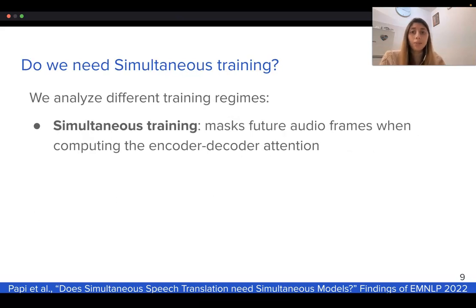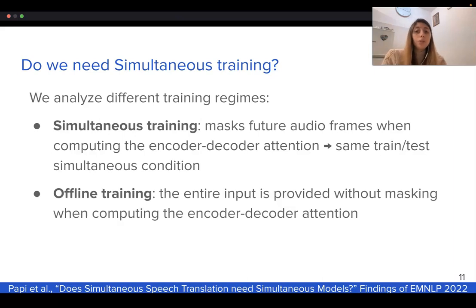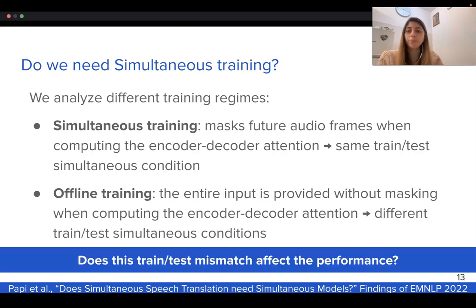Then we analyze different training regimes to discover this. The first one is the simultaneous training, in which we have to mask feature frames when computing the encoder-decoder attention. And this means that we have the same train and test simultaneous condition. And the offline training, in which the entire input is provided without masking when computing the encoder-decoder attention. This means that we have different train and test conditions, because we are testing simultaneous and training offline. But does this train-test mismatch really affect the performance?